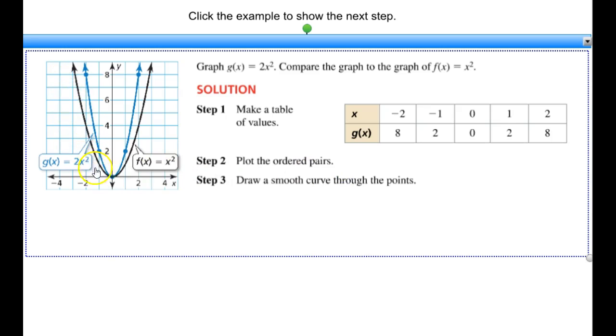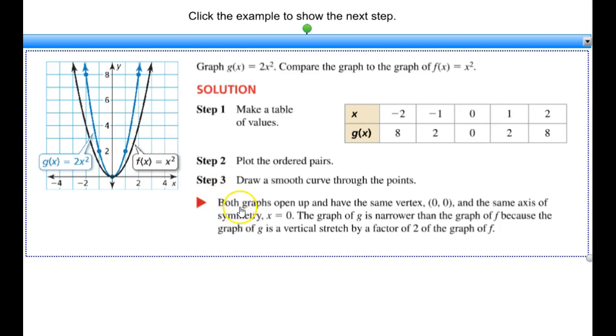You'll see here in this graph, the black graph is just my parent function, if I don't have a number in front of my x squared. This is always where I'm starting. Once I have my points, I can plot them. I see that I'd have (1, 2), (2, 8), (-1, 2), and (-2, 8). Then I plot those points and draw my smooth curve.